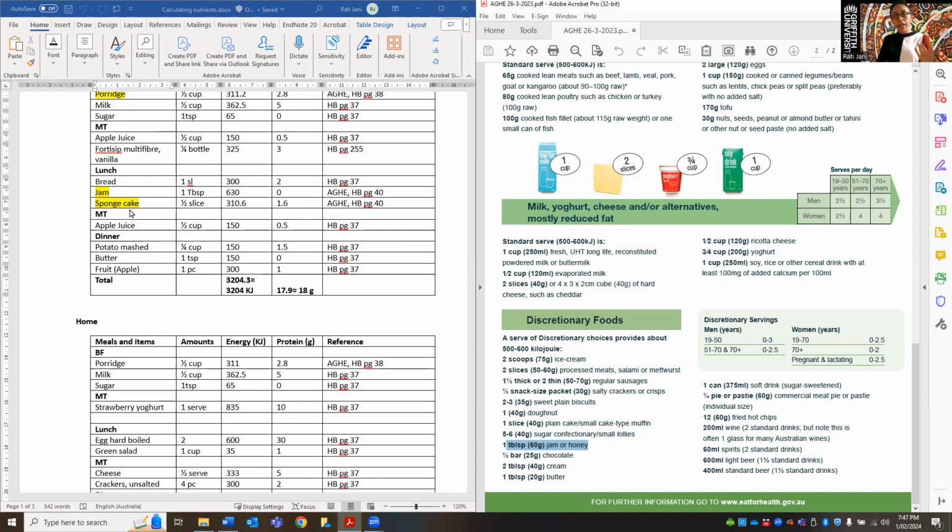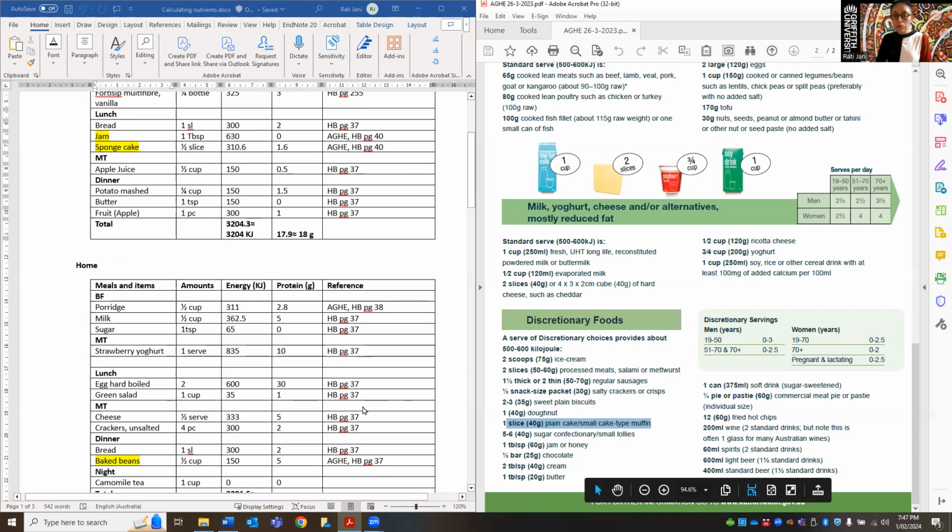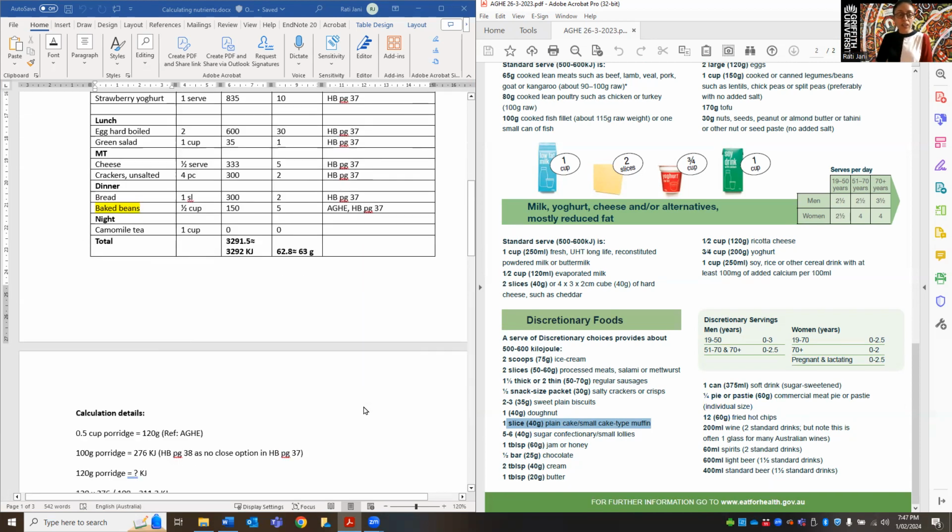Sponge cake. Again, you know that it's not in your quick ready reckoner. Go to your Australian Guide to Healthy Eating. Over here, you have your cakes. One slice of plain cake, muffin style cake, meaning no cream cake. So this sponge cake fits into this category. What is the patient having? Half a slice. The AGHE gives you 1 slice, which is 40 grams. So logically, half a slice would be 20 grams.